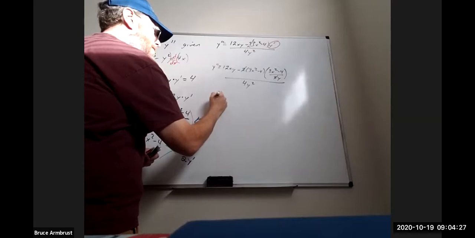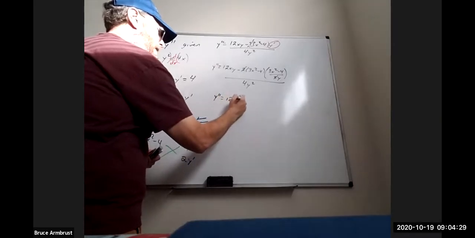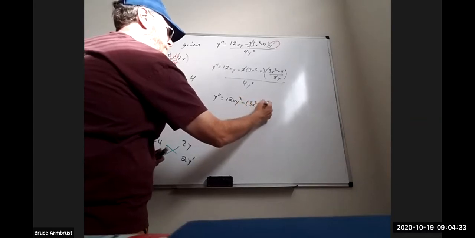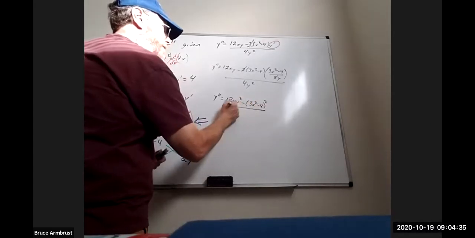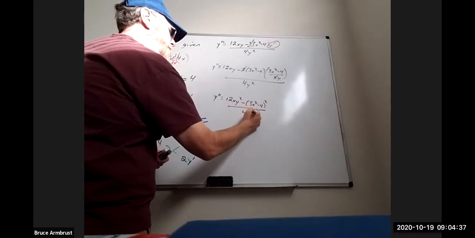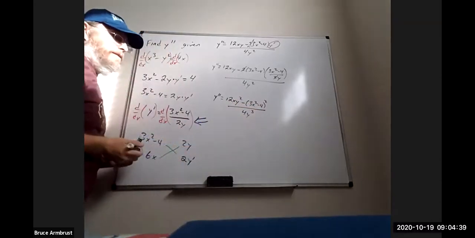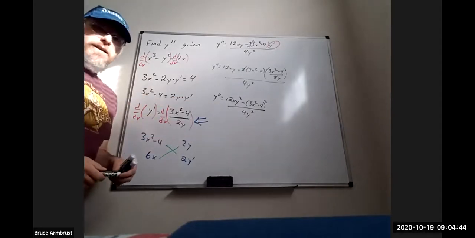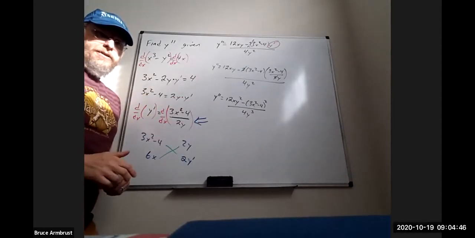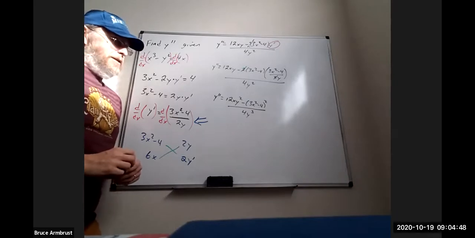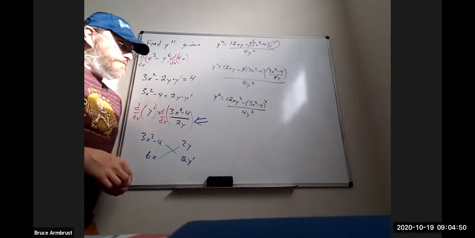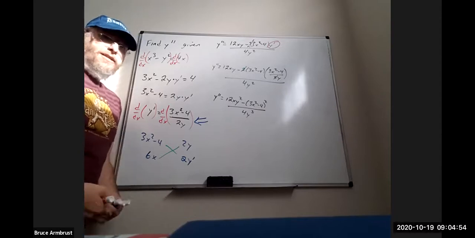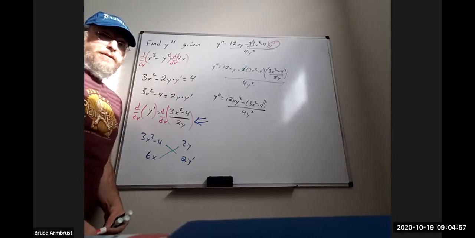And we end up with y double prime is equal to 12xy squared minus 3x squared minus 4 squared over 4y cubed. So if you're not really clear on that algebra, come find me during an office hour or something, and I'll help explain it. I don't want to spend the time on it right now. All right, so there's your second derivative.